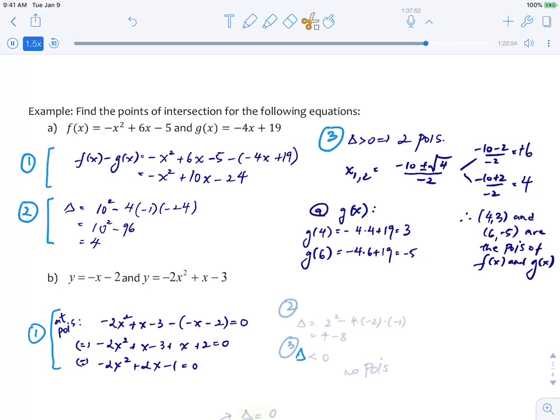What did we get for the discriminant? Okay, so let's see. 2 squared minus 4 times negative 2 times negative 1. 4 minus 8. At this point, I accept you just saying less than 0, and that would be no POIs.